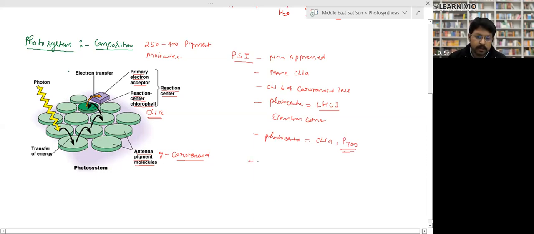Next one. It takes part in both cyclic and non-cyclic photophosphorylation.